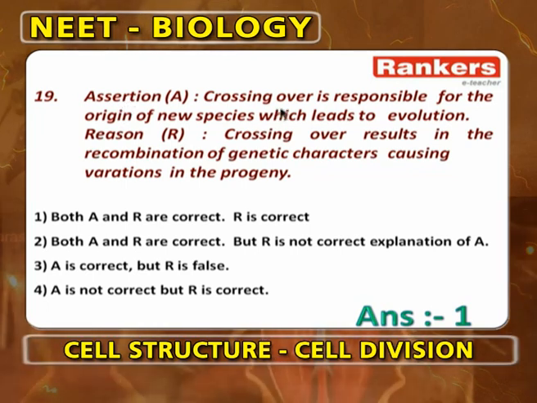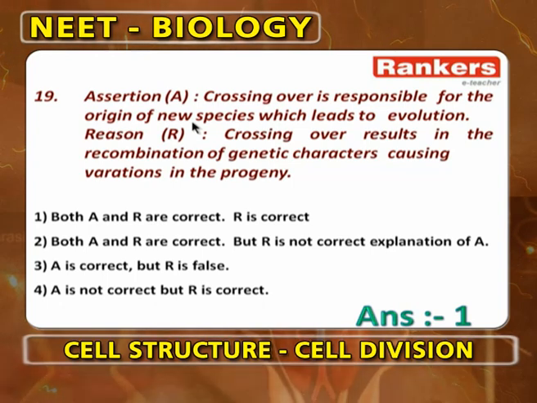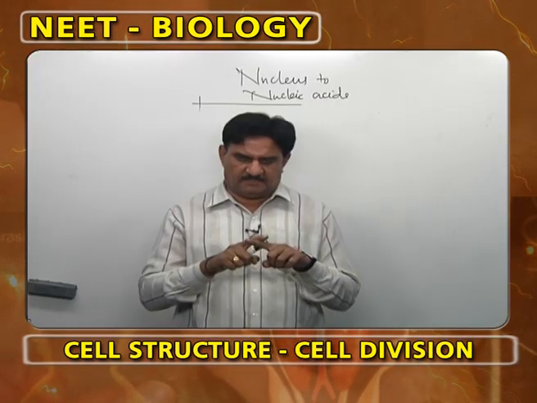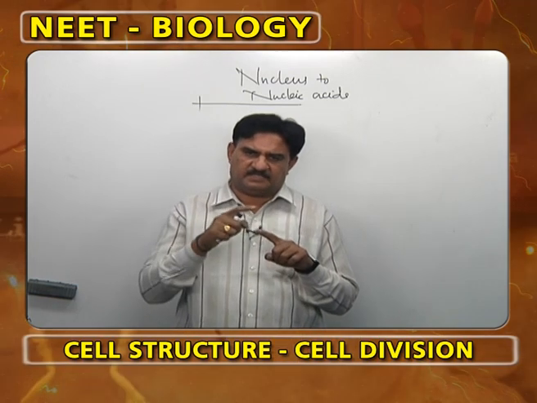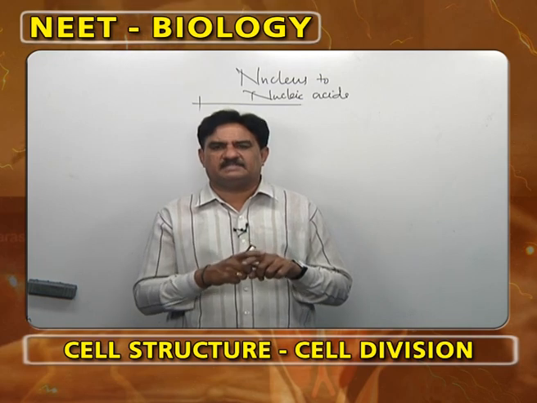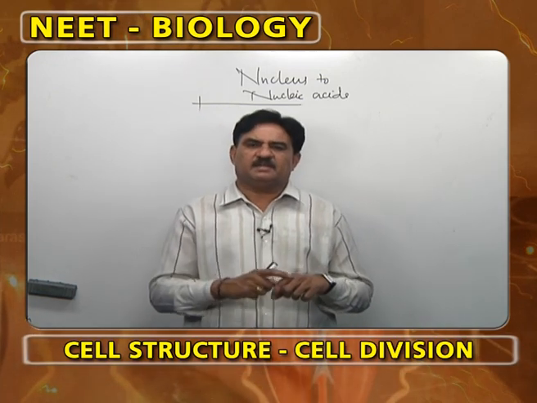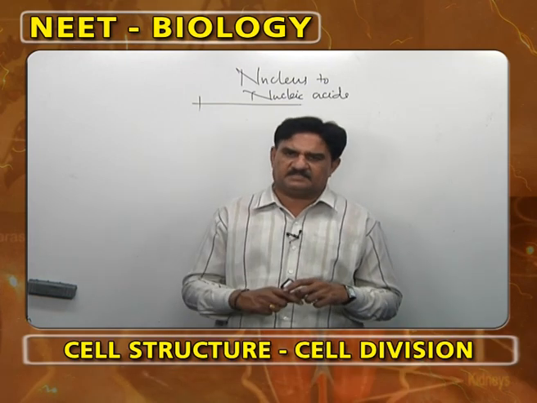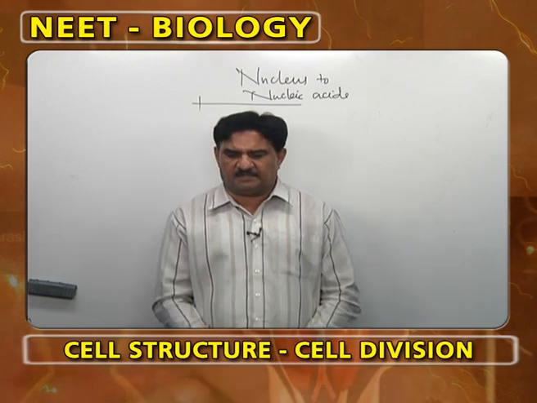Assertion: crossing over is responsible for the origin of new species which leads to evolution. Crossing over means at the point of chiasmata, chromatid bits break. After the breakage, the bits get exchanged. The breakage is done by endonuclease. After the exchange, reattachment is done by ligase. This exchange of chromatid bits is exchange of parental characters. Exchange of parental characters is crossing over. Crossing over always leads to recombination. Recombination leads to variations. Variations form the base for evolution.